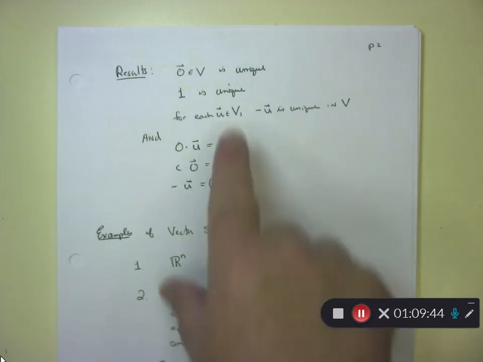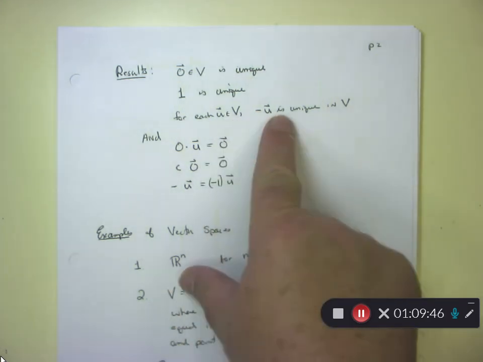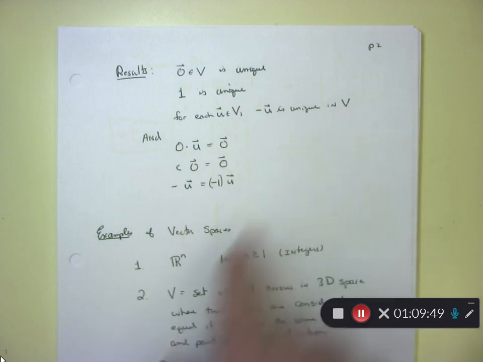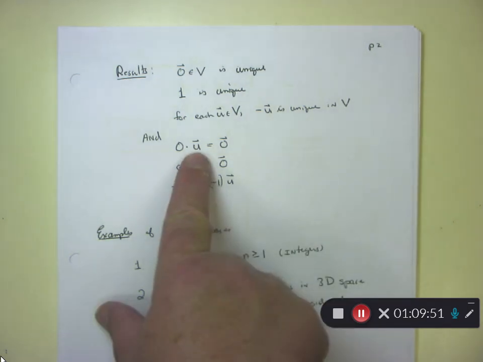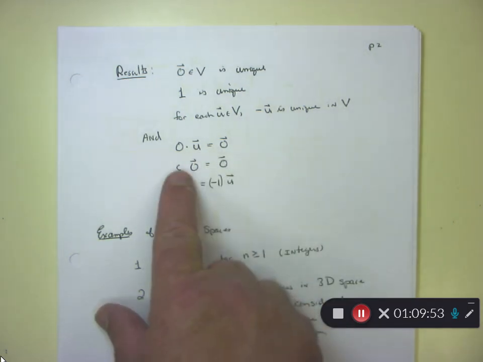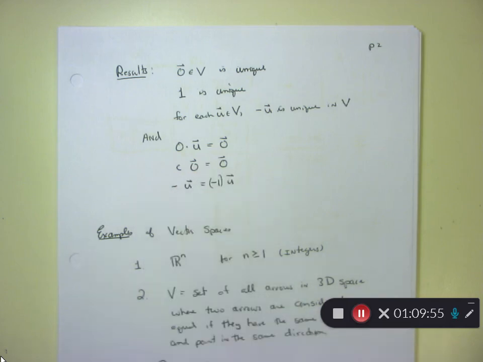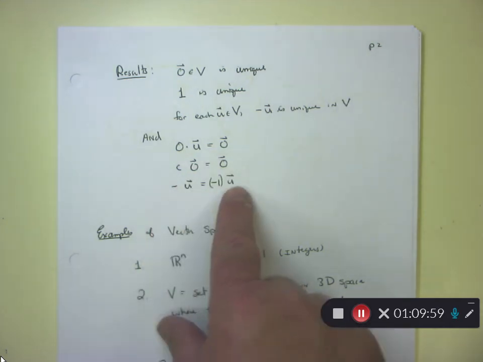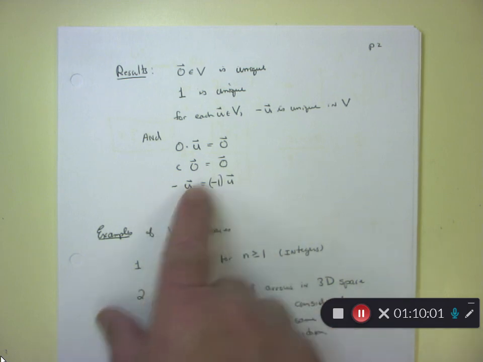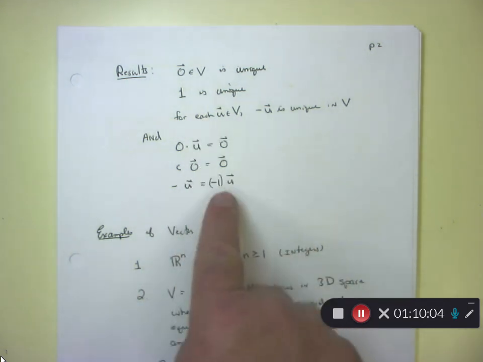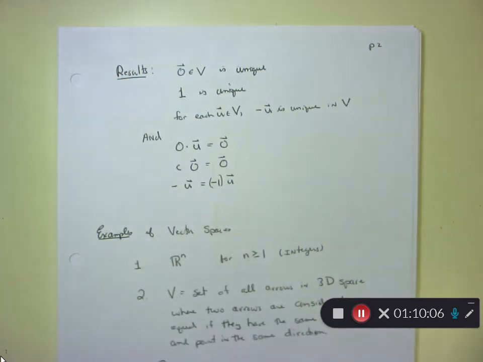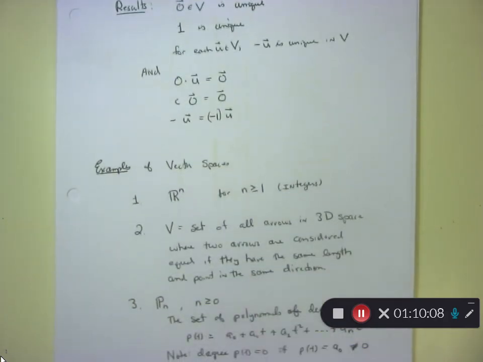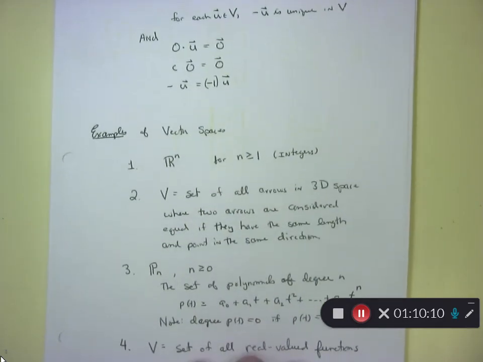For any vector u inside of V, the negative u is going to be unique inside of V. And 0 times a vector gives you the zero vector. A scalar times a zero vector is going to give you the zero vector. Negative vector u is the same thing as -1 times u. Just to let you know the relationship, because 1 is in there, that also means that -1 is going to be a scalar.